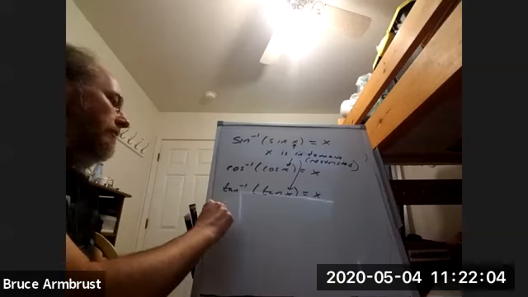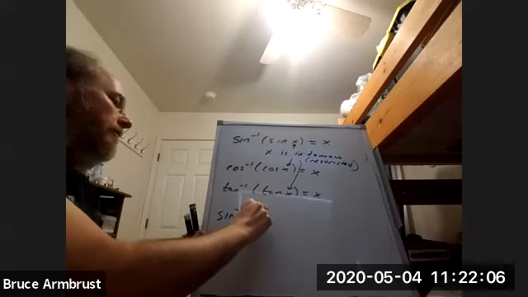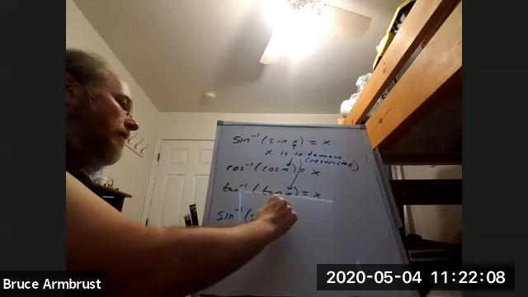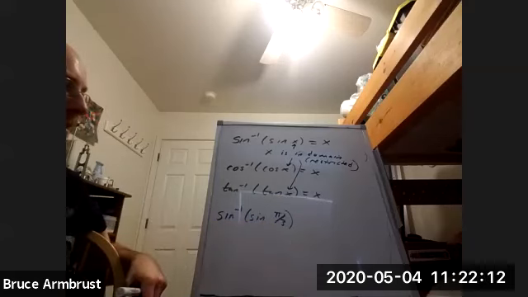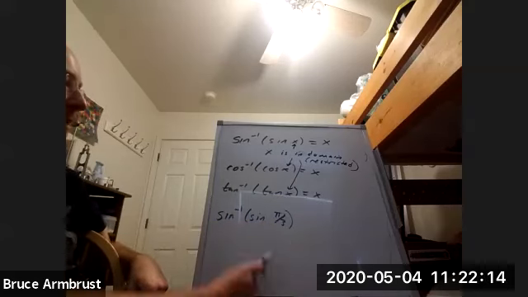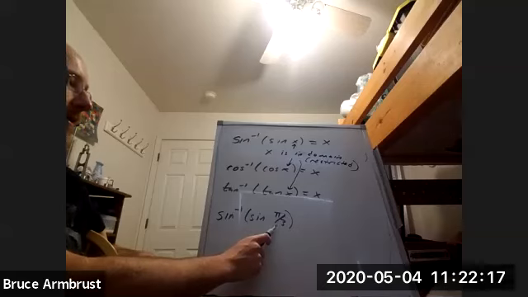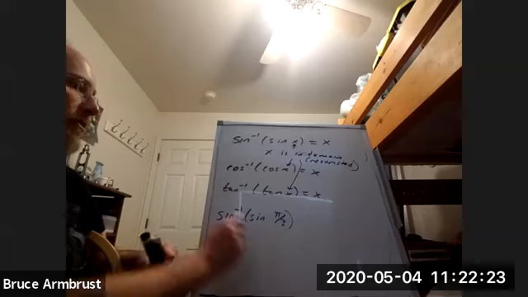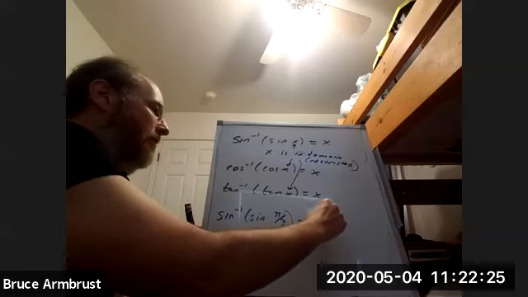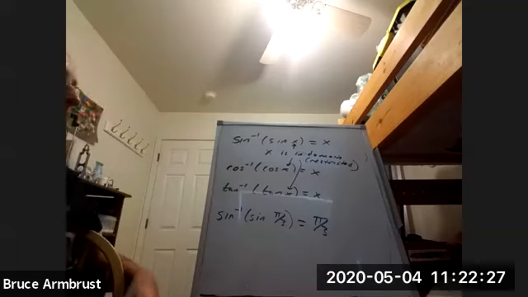Let's say we've got sine inverse of sine of pi over 3. So we would look at this and go, all right, pi over 3, it is in the restricted domain for sine, because it is between minus pi over 2 and plus pi over 2. So those things are just going to cancel each other out, and I'm left with pi over 3.